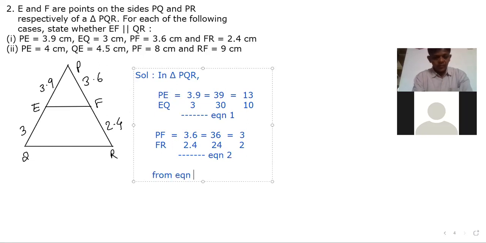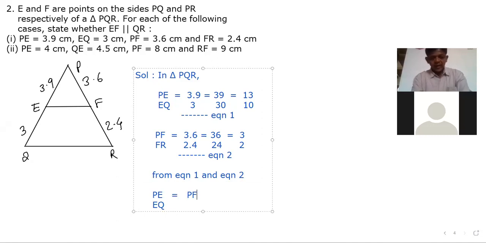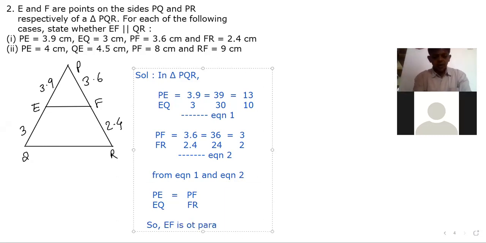From equation 1 and equation 2, I'm going to write PE upon EQ is not equal to PF upon FR. You will write here not equal. Later on I will make the correction. Therefore, EF is not parallel to QR. Correct. Yes or no? Yes, sir. Just make here properly not equal.